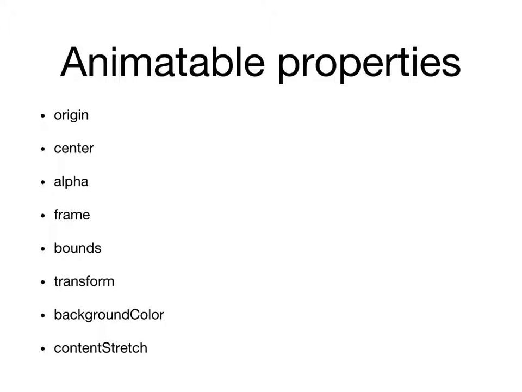And then alpha, has anyone used that one before? Yes, the opacity. You can go from clear to 1, meaning totally blocking the one behind it. Then frame and bounds. A lot of people ask what the difference is between frame and bounds. Later, with this week's assignment, we will try all of these and you will know the difference and when to use each property.